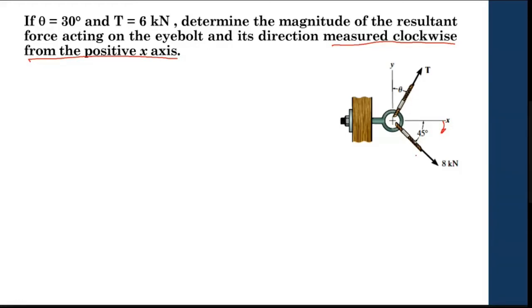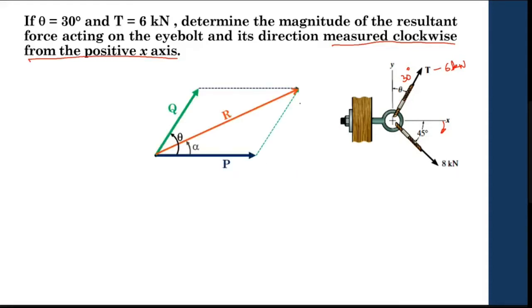Well, that is what they mention. Okay, so they've given these two values. This is 6 kilonewton and this is 30 degree. So I will write it like this. I am going to use this parallelogram now. So let me consider these are the two forces. One is 6 kilonewton, other one is 8 kilonewton. Now, my aim is to identify what is the angle theta.